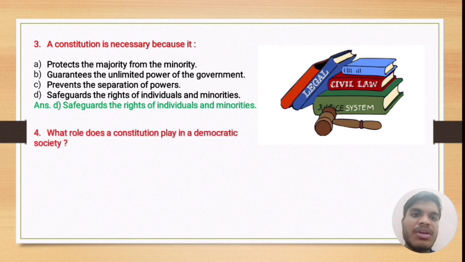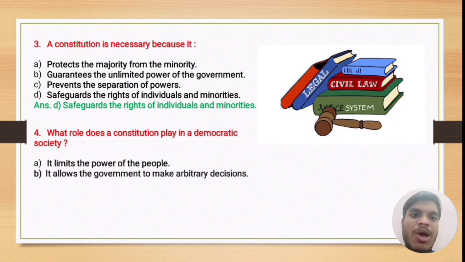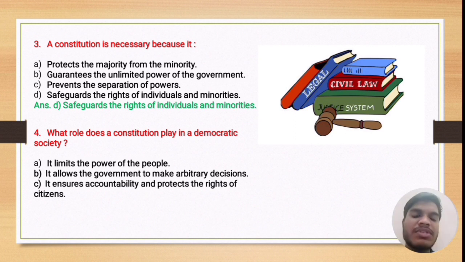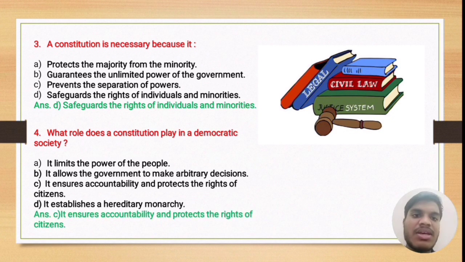Fourth question, what role does a constitution play in a democratic society? Option A, it limits the power of the people. Option B, it allows the government to make arbitrary decisions. Option C, it ensures accountability and protects the rights of citizens. Option D, it establishes a hereditary monarchy. And the answer is option C, it ensures accountability and protects the rights of citizens.